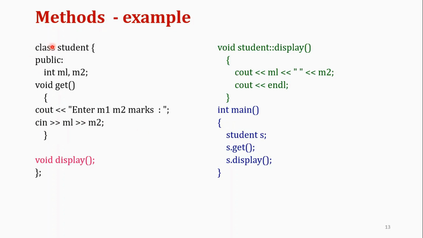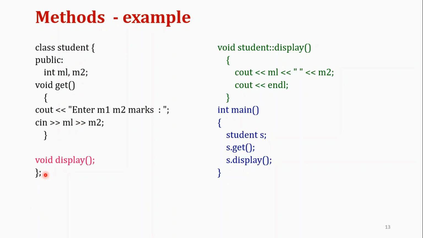My class name is Student. In public access mode, I'm having two member data and one member function. So void get is a member function, and I'm defining the function inside the class. Check out, this is the end of the class. So inside the class, I have two member data and one member function defined.